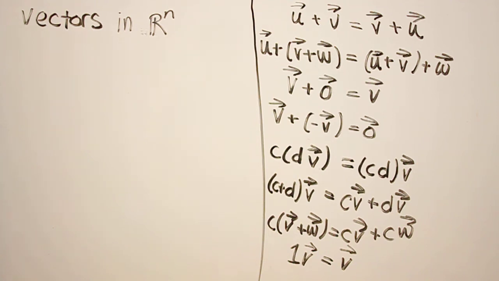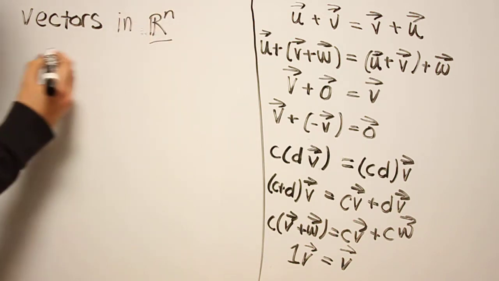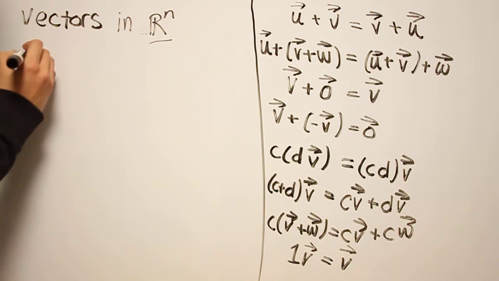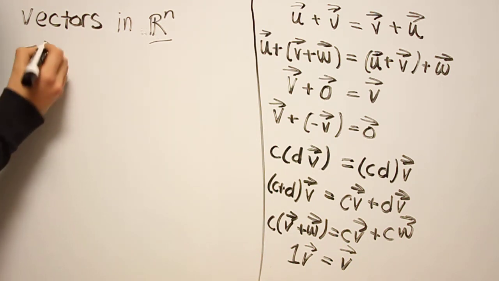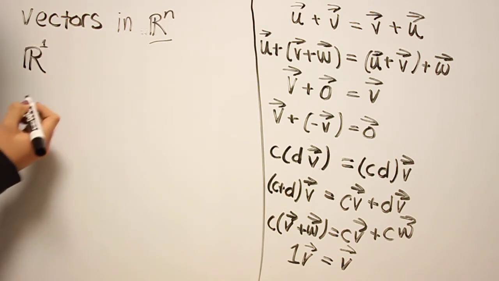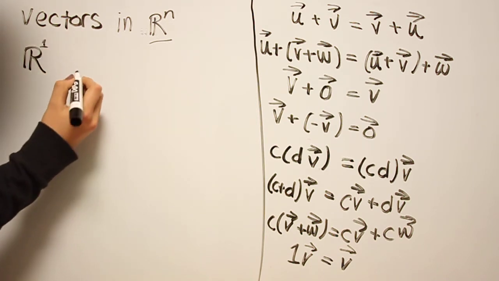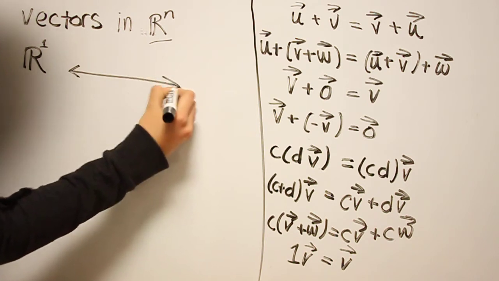Alright, so the topic is vectors in Rn. As a starting point for this lecture, let's talk about what Rn means. Rn is some sort of dimension. For example, R1, which we normally don't write the 1 here, is the set of all real numbers, so that would just be your standard number line.